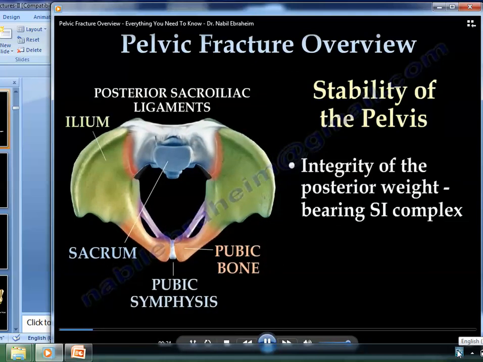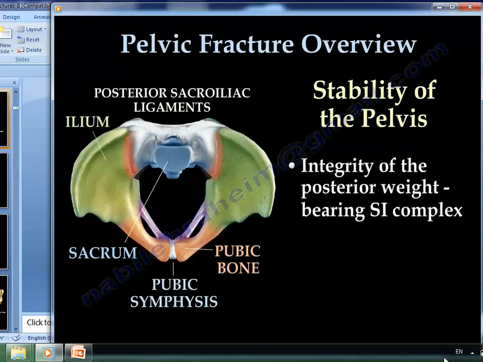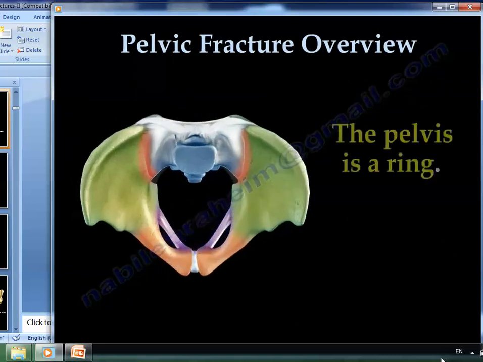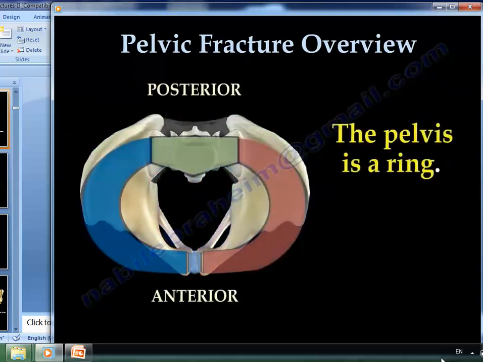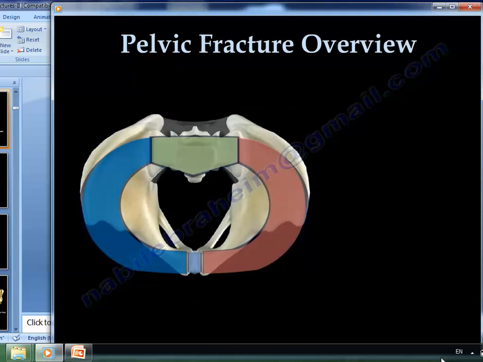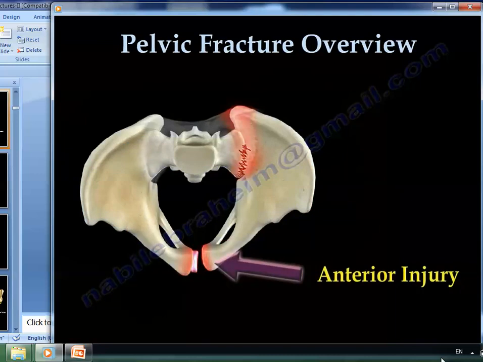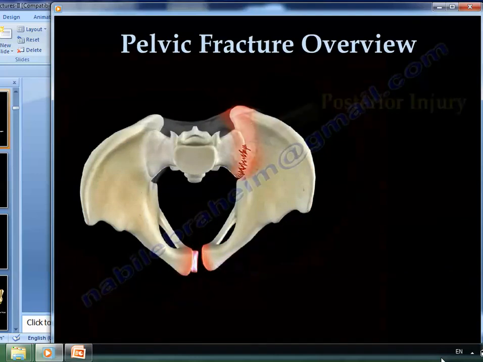The sacroiliac joint has posterior ligaments that are very strong, and the stability of the pelvis depends on the integrity of the posterior weight-bearing sacroiliac joint complex, and transfer of the weight from the spine to the lower extremity occurs through that joint. The pelvis is a ring. When a force occurs, it will injure the ring in the front and the back. The anterior injury and the posterior injury.